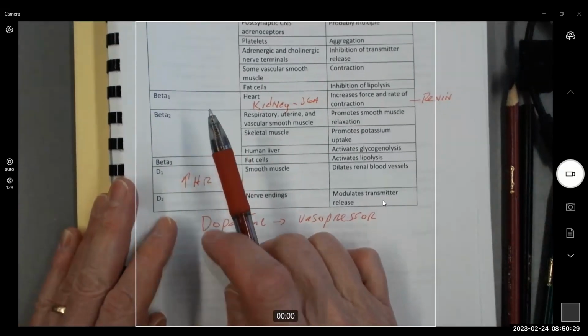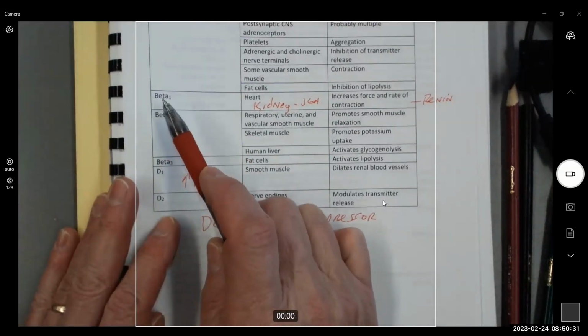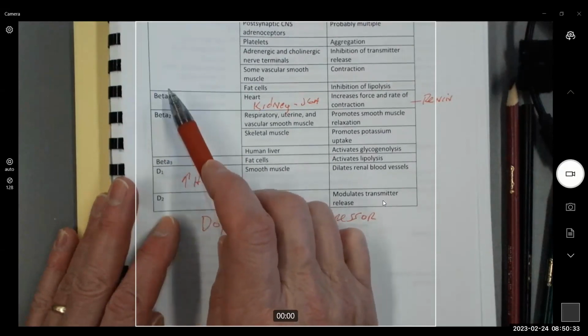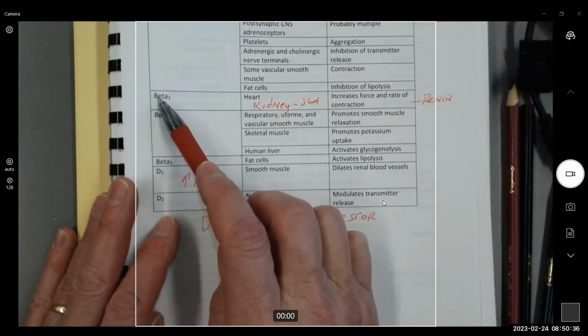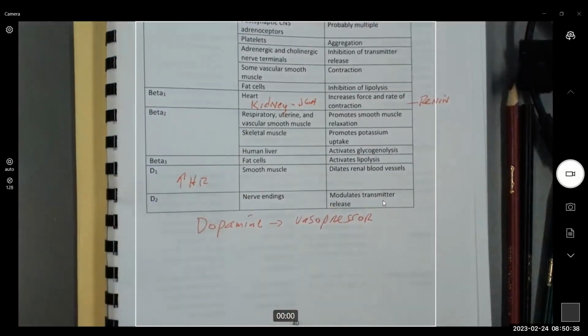So beta blockers are going to address these two receptors mostly. Some of them will be more specific for the beta-1 receptor. Some of them will inhibit both beta-1 and beta-2 receptors.